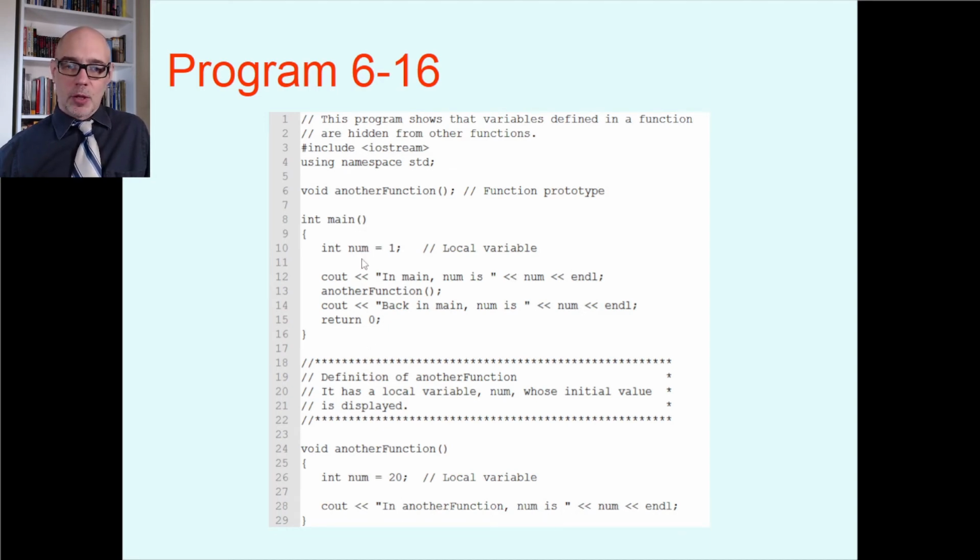So you have a num variable in the main function that Alice made. You have a num variable in another function that Bob made, and the important thing is these are totally different variables. They have nothing to do with each other. Alice doesn't know about what Bob did. Bob doesn't need to know about what Alice did. They don't have to have a conversation about who decided to use it, right?